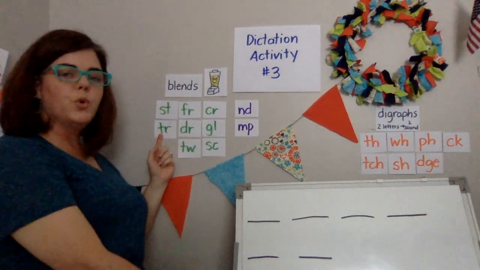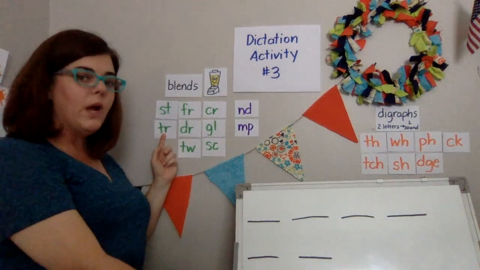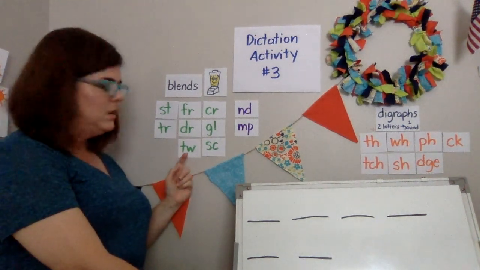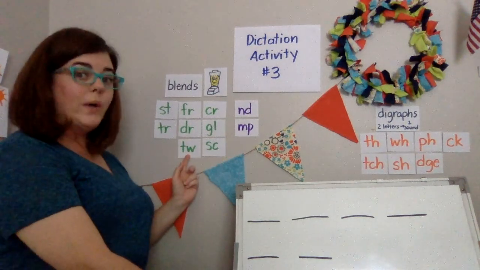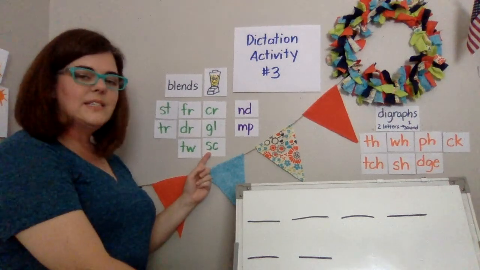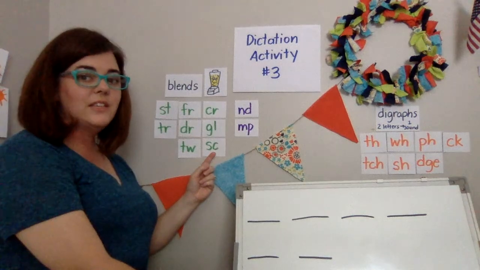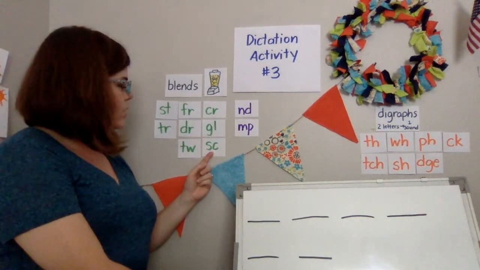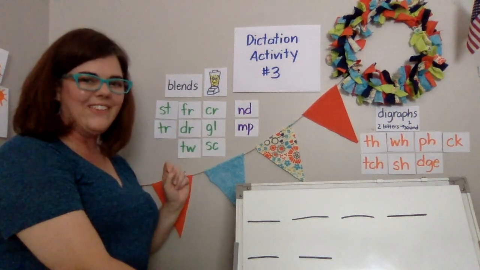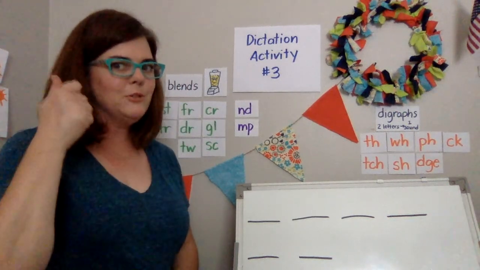I added tr as in tree or truck. I also added tw that says tw as in twist or twig. I also added the SC, which says sk as in scratch or scuba or scuff. All right, are you ready? You have those pencils ready and those thinking caps on and listening ears turned up?